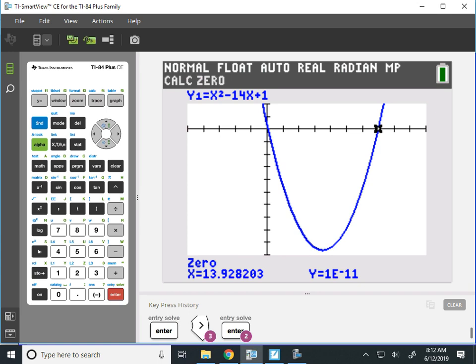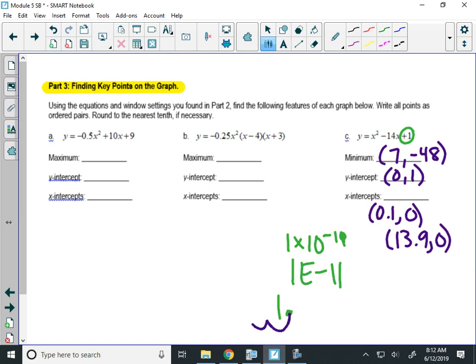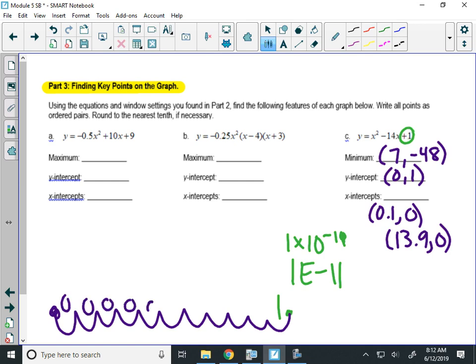Now this scientific notation, 1e negative 11, I'll write it down really quick. If I have 1e negative 11, remember the scientific notation, this is the same as 1 times 10 to the negative 11. So you would technically move your decimal place 11 to the left: 1, 2, 3, 4, 5, 6, 7, and fill all those in with zeros. That's what that rounded number is.